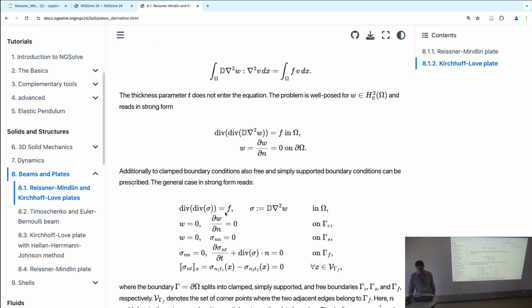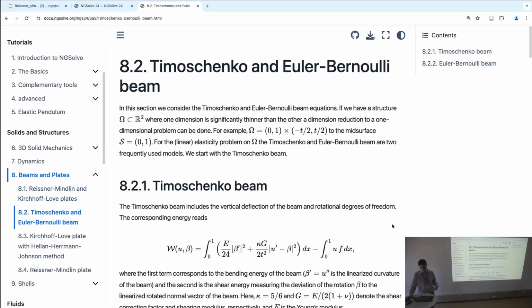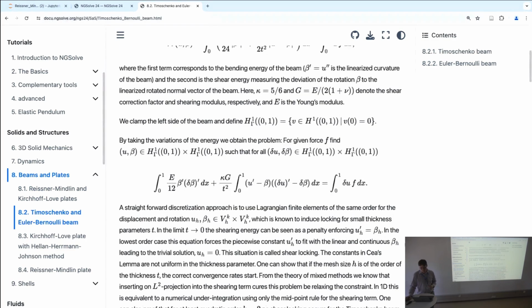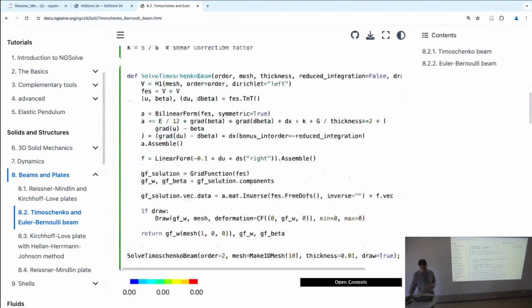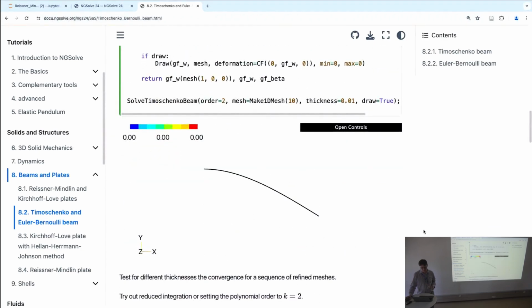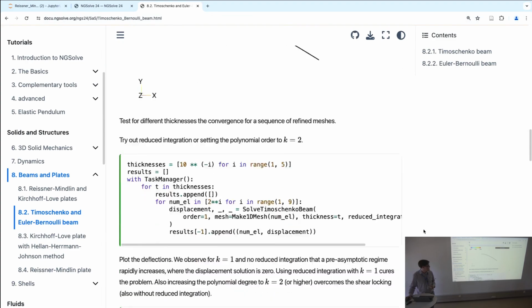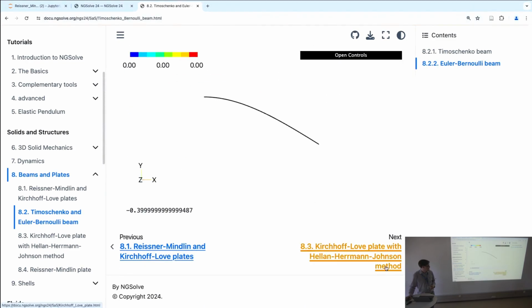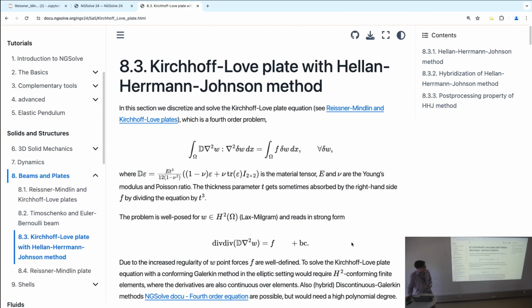And yeah, also I won't go into the beams, so we can do this dimension reduction also for beams and get the Timoshenko beam or Euler-Bernoulli beam. And if you like, you can go over this notebook here. But I think some beams are nice to play around with locking problems, but not as nice as plates and shells. So I go to the Kirchhoff-Love plate because there we have our favorite method to discretize this.